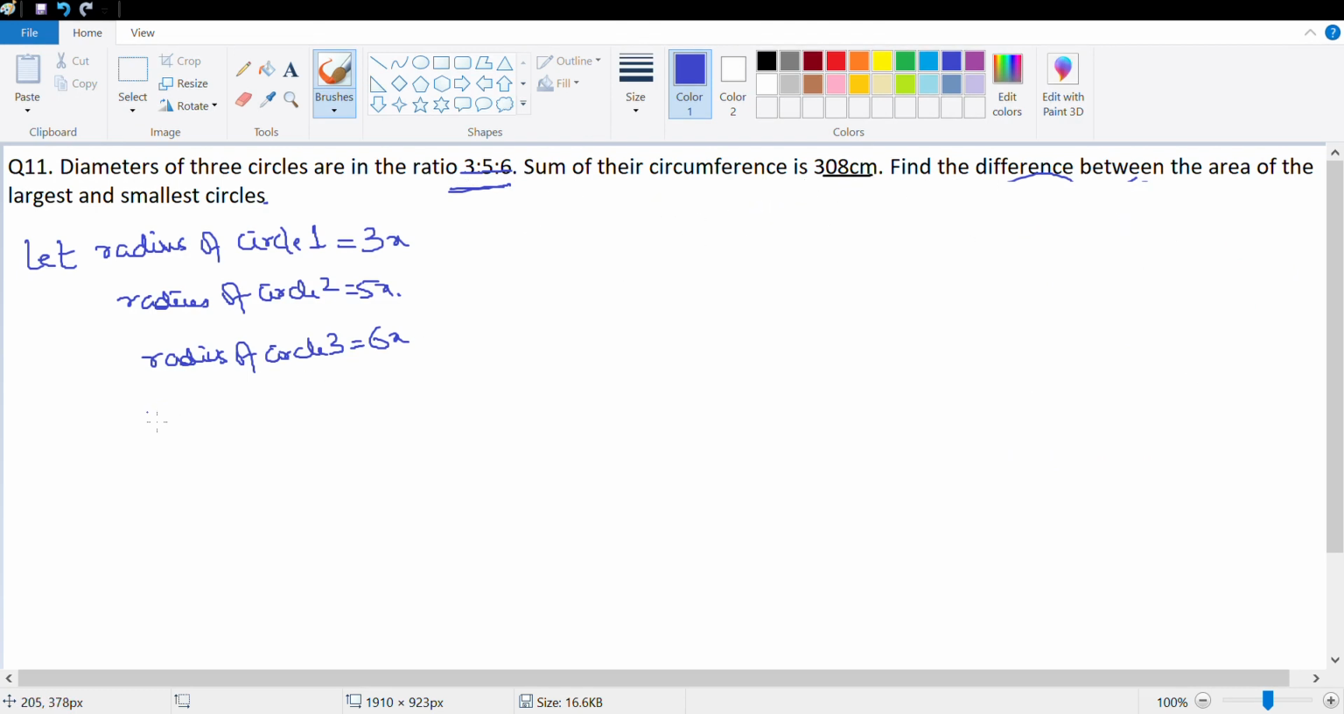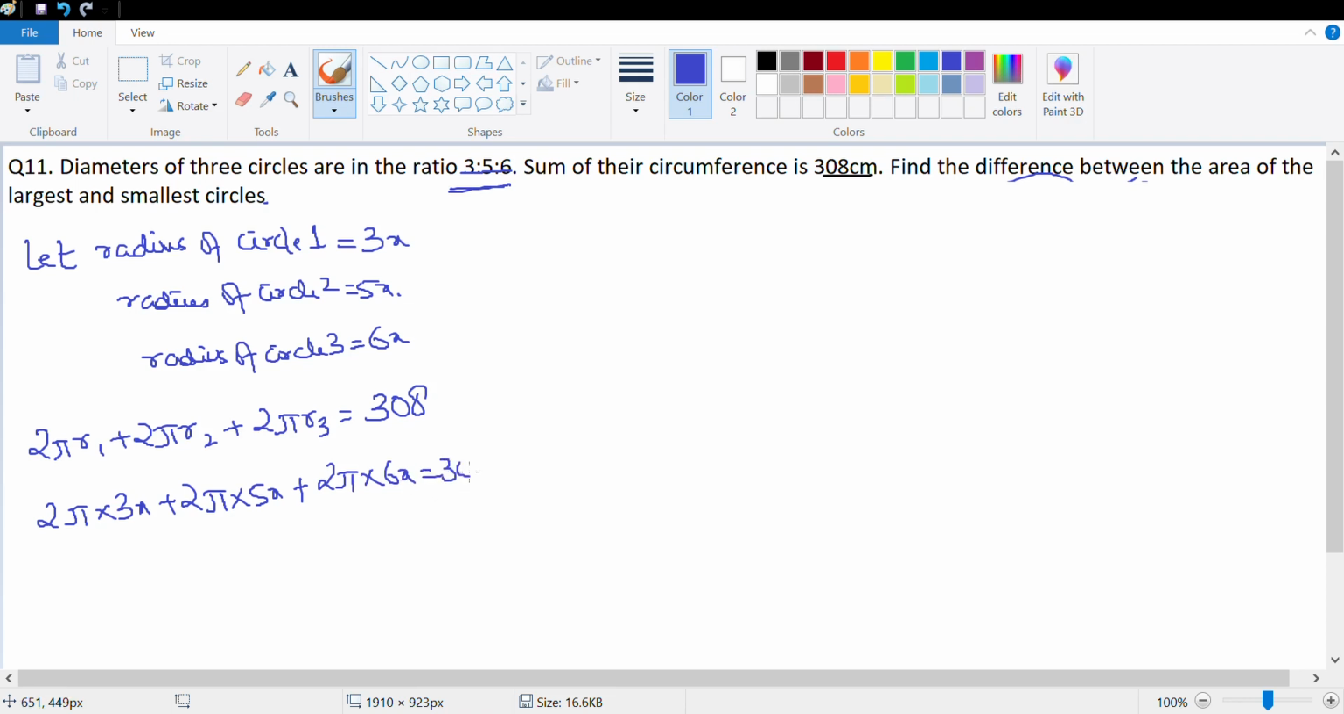Find sum of the circumference. So 2 pi r1 plus 2 pi r2 plus 2 pi r3 is given equal to 308. Let's just add this. 2 pi into 3x plus 2 pi into 5x plus 2 pi into 6x is equal to 308. 2 pi is common, so 2 pi times 3x plus 5x plus 6x is equal to 308. This is 2 pi into 3 plus 5 is 8 plus 6 is 14. So 2 pi into 14x is equal to 308.